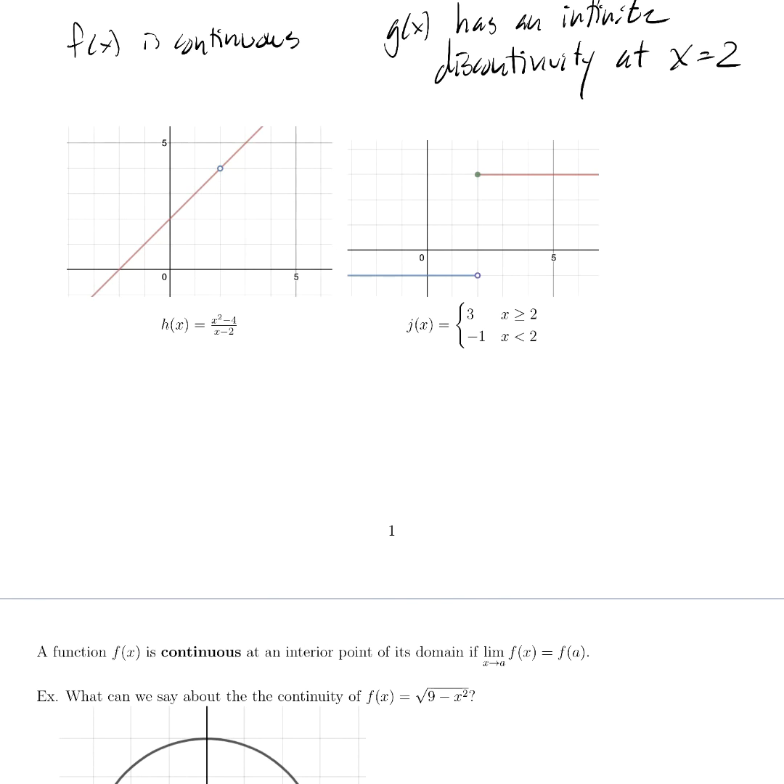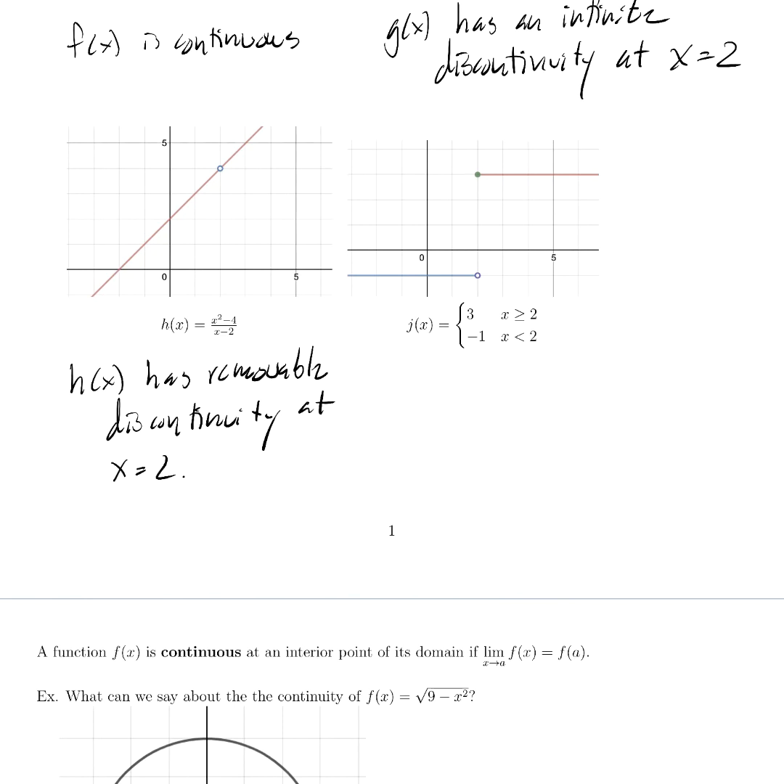And we say that h of x has a removable discontinuity at x equals 2. We say removable because we only have to redefine one point to make that function continuous. If we defined the input 2 to have output 4, we would fill in that little hole and the function would be continuous. Hence why it's called a removable discontinuity.